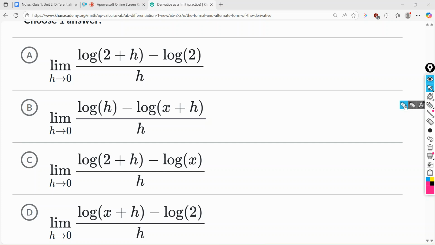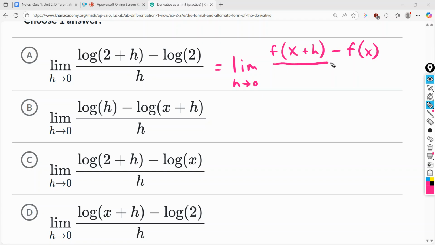All right, so for each of these answers, it's going to be the limit as h approaches 0 of f of x plus h minus f of x, all over h. Okay, that's the formula. I got that directly from the notes. So I can see the answers are in this form.